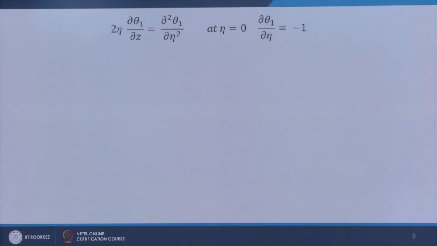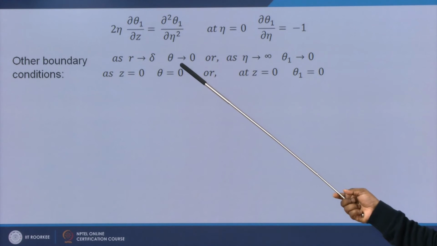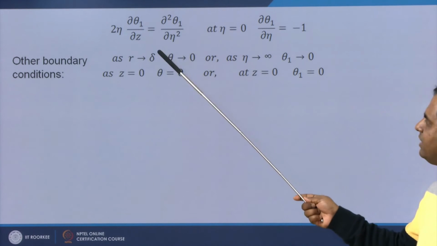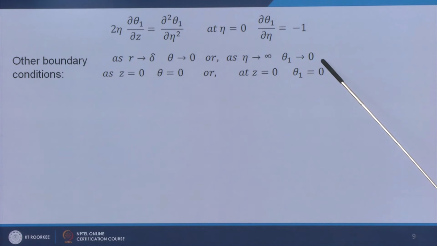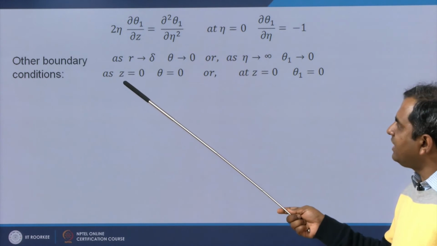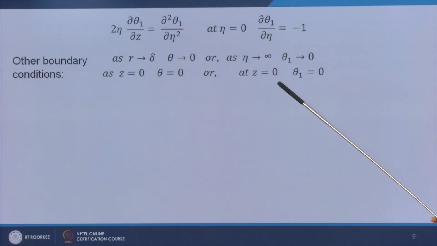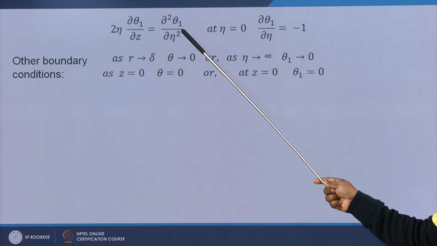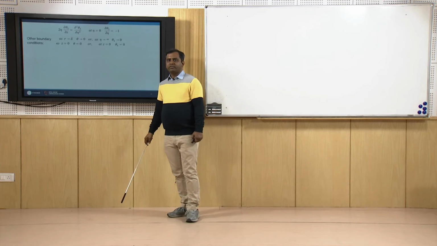Apart from that, we have some other boundary conditions also. Let us see. So, first, r tends to delta, theta tends to 0, this was the boundary condition earlier. So, from here we get, as eta tends to infinity, theta 1 tends to 0. And at the inlet, as z tends to 0, theta tends to 0. So, this is being converted to, at z tends to 0, theta 1 tends to 0. So, now we have got theta 1's equation and 3 boundary conditions for theta 1, 2 for eta direction and 1 for z direction.